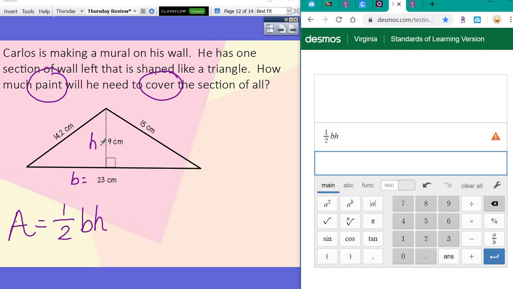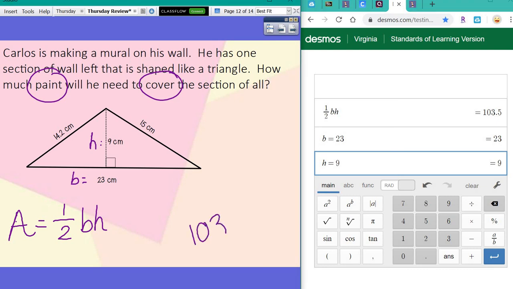So my calculator knows what 1/2 is, but it doesn't know what the base is. So I'm going to put the base is 23, and then it also doesn't know what the height is. So I'm going to tell it the height is 9. And then ta-da, there's my answer, 103.5 square centimeters.